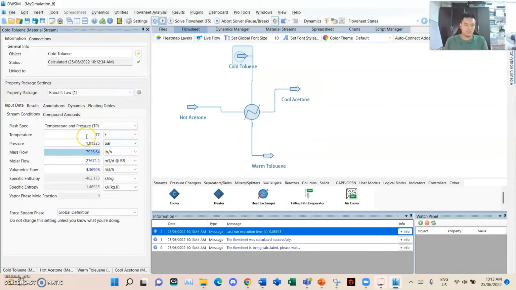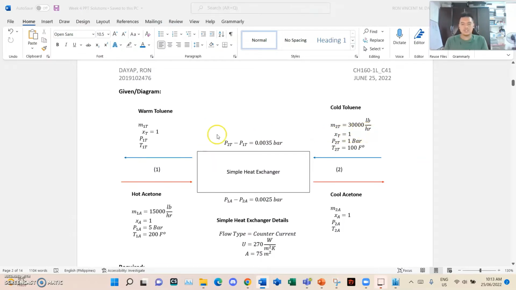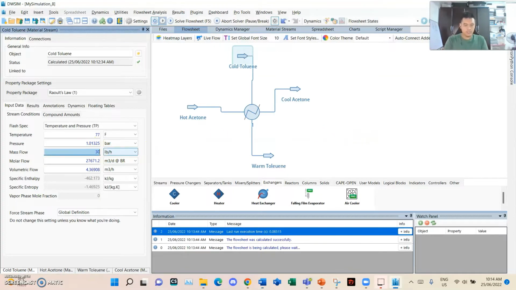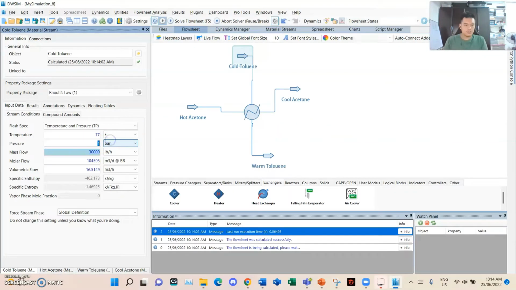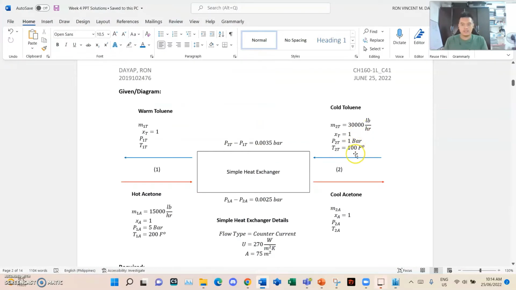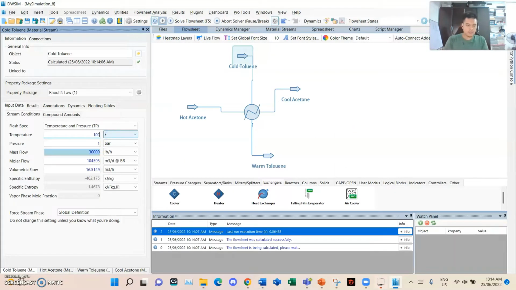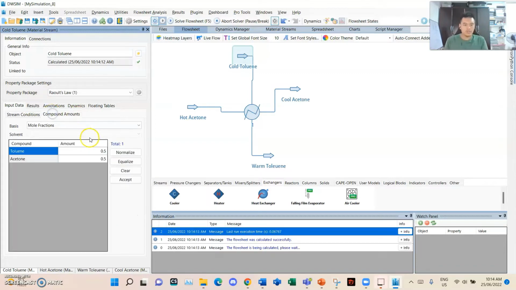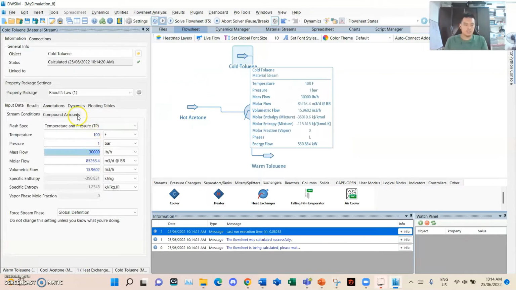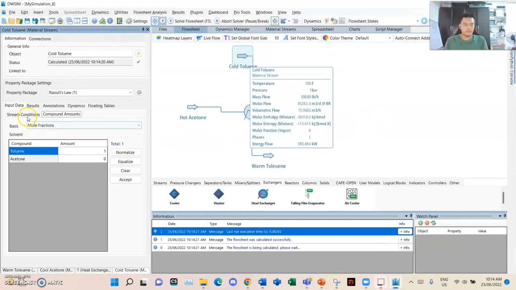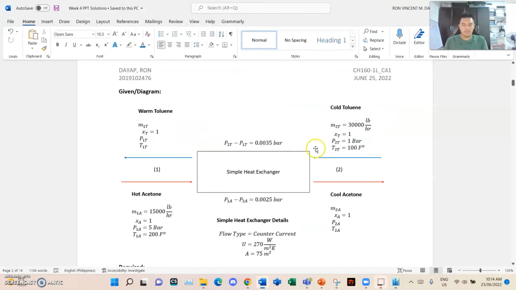Good. Now for the cold toluene, it says here that it is 30,000 pounds per hour with a pressure of 1 bar, and a temperature of 100 degrees Fahrenheit. And going by the composition, it is only pure toluene. That means this is 1, this is 0. Click accept. And let's double check again to be sure. So 1 pure toluene. And then this is 1 bar, 30,000 pounds per hour, and 100 Fahrenheit.